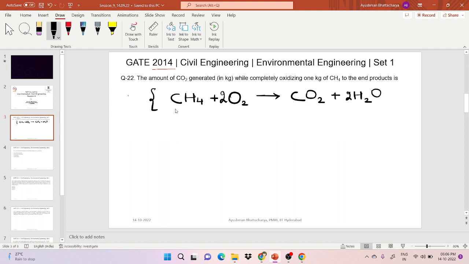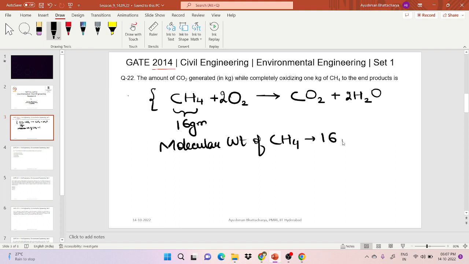Here the molecular weight of CH4, we know, is 16 gram, and the molecular weight of CO2 is 44 gram, so 12 plus 32. And for CH4, 12 plus 4, 16 gram. This is, I think, basic. You know how to calculate the molecular weight of CH4 and of CO2. So it is 16 gram and 44 gram.